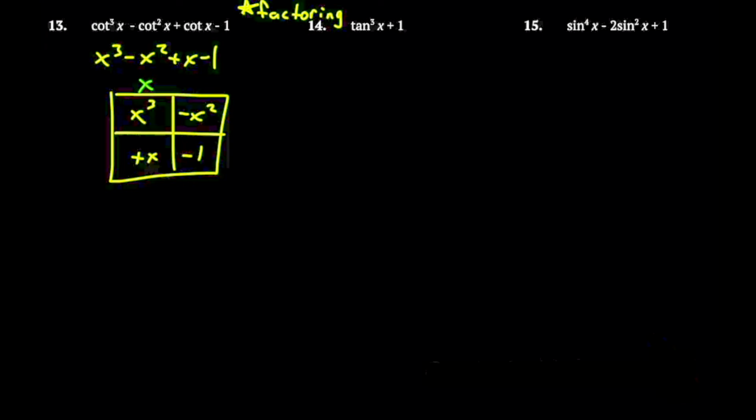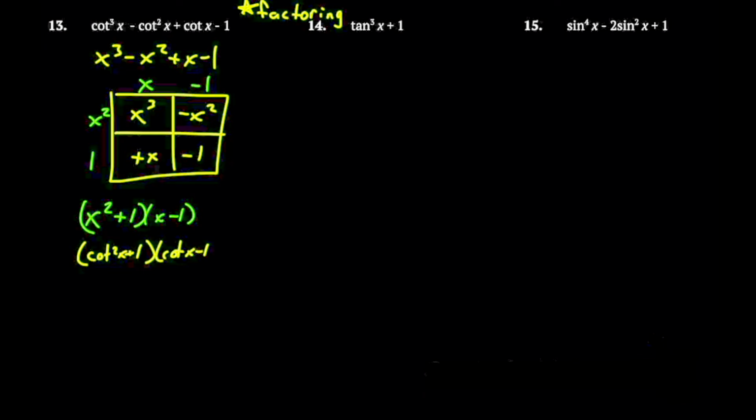So out of this first column, we could take an x out. Here we could take a negative 1. In this first row, we could take out an x squared. And in the bottom row, pretty much nothing in common, just 1. So this would give me x squared plus 1 times x minus 1. But remember, the problem wasn't just x's, we had cotangent of x. So you can just change the x's back into cotangent of x's. So cotangent squared of x plus 1 times cotangent of x minus 1.